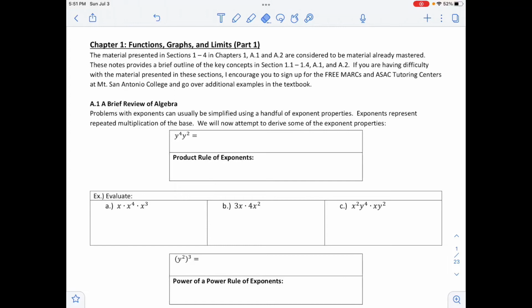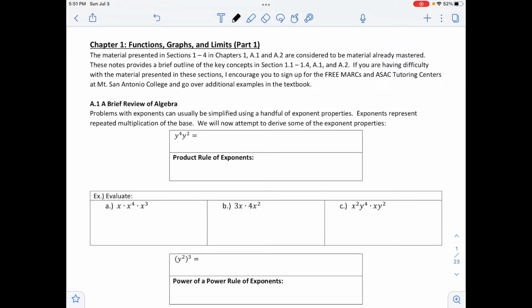We are in Chapter 1, Functions, Graphs, and Limits, Part 1. Material presented in sections 1 through 4 in Chapter 1, also in A.1 and A.2, is considered material already mastered. These notes provide a brief outline of the key concepts for these sections.